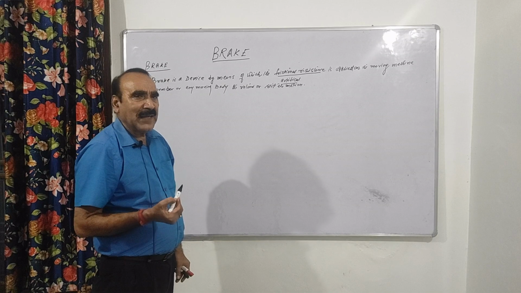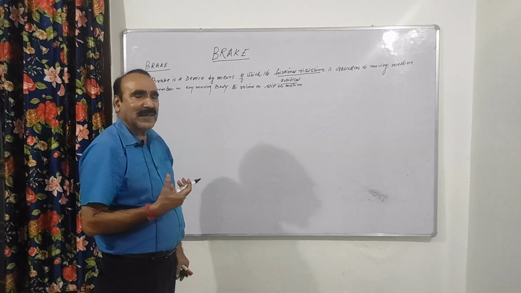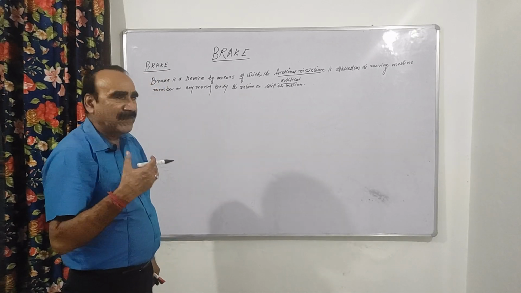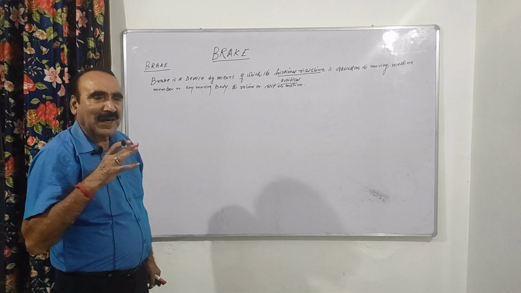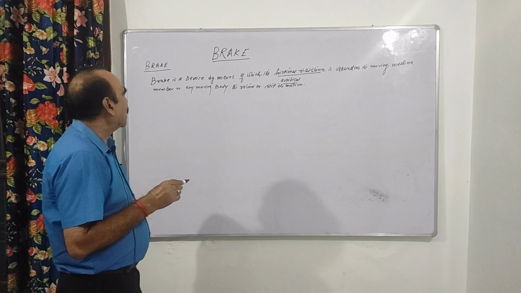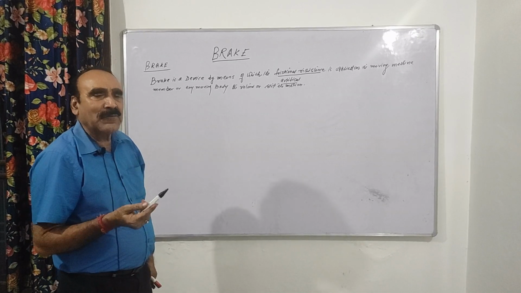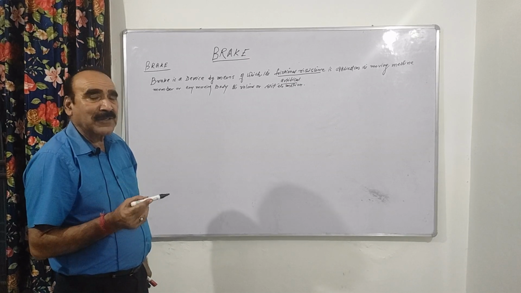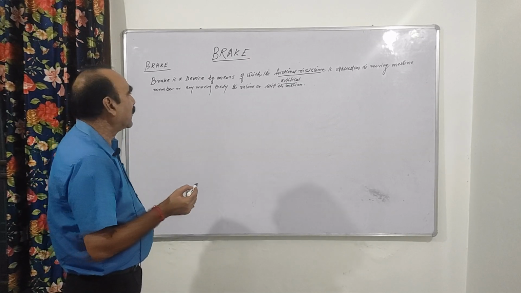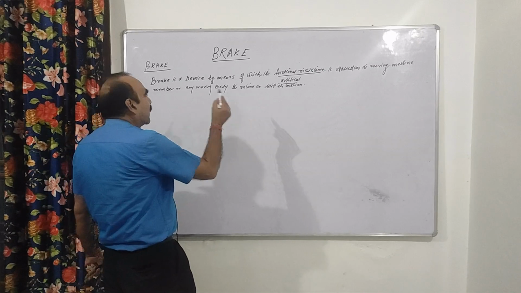तो ब्रेक क्या है? ब्रेक एक डिवाइस है when we are providing the frictional artificial resistance by means of brake to some moving body to stop it or to retard its motion. So this is called the brake.